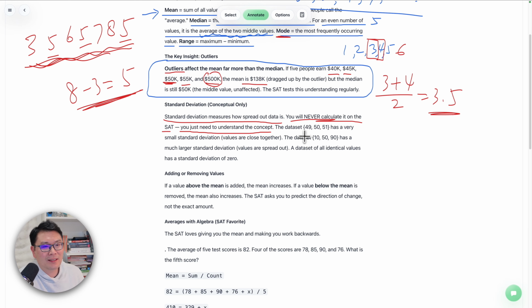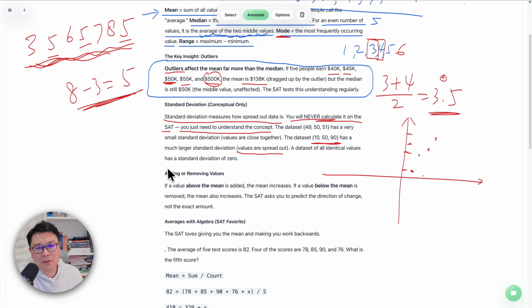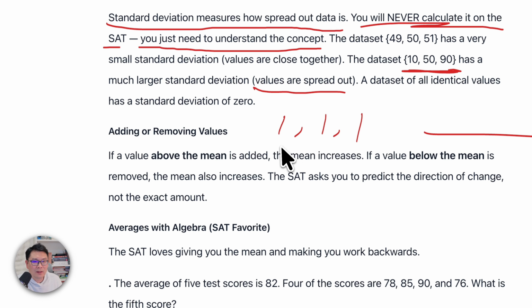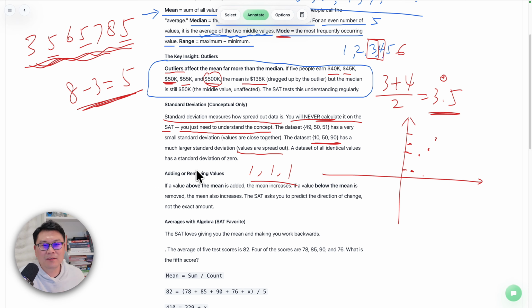For example, the data set 49, 50, 51 has a very small standard deviation because the three numbers stay very close to the median, right? The values are very close together. The data set 10, 50, 90 has a much larger standard deviation. A data set of all identical values has a standard deviation of 0. For example, 1, 1, 1 has a standard deviation of 0. That means they are not scattered at all.